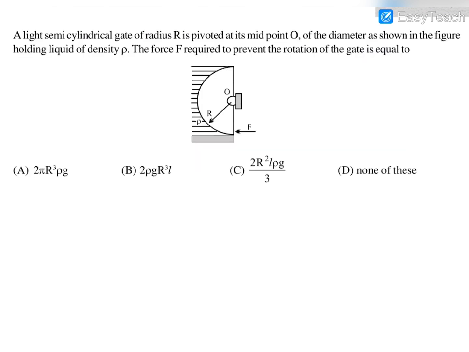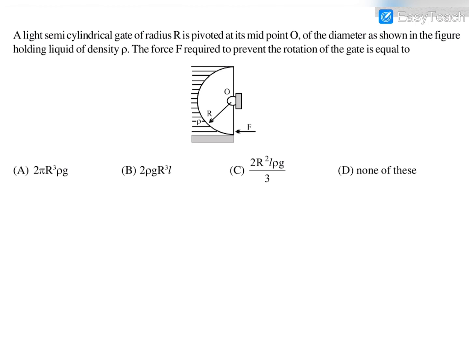So in this question you can see that this is a dam gate and it is of semi-cylindrical shape. So you are watching the cross-sectional view of this gate, and this gate is hinged at the center. So it can only rotate and it cannot translate. Now we have to apply some force in order to prevent this gate from opening, and we have to find out the minimum value of this force which is required to prevent this gate from opening.